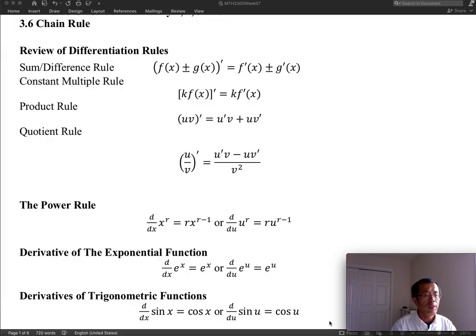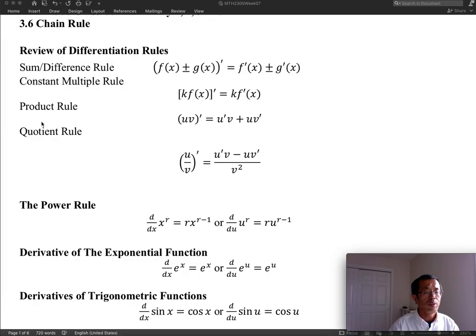Before we start, let's quickly review some older rules and formulas we covered. And it's all about derivatives. So, the sum and the difference rule, I suppose we know this rule very well, right? And also there's a rule called the constant multiple rule. The derivative of a constant times a function is the constant times the derivative.